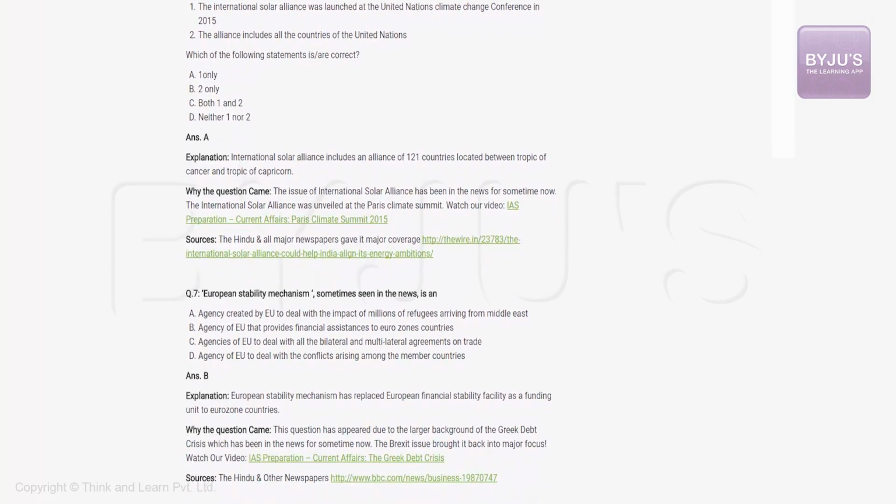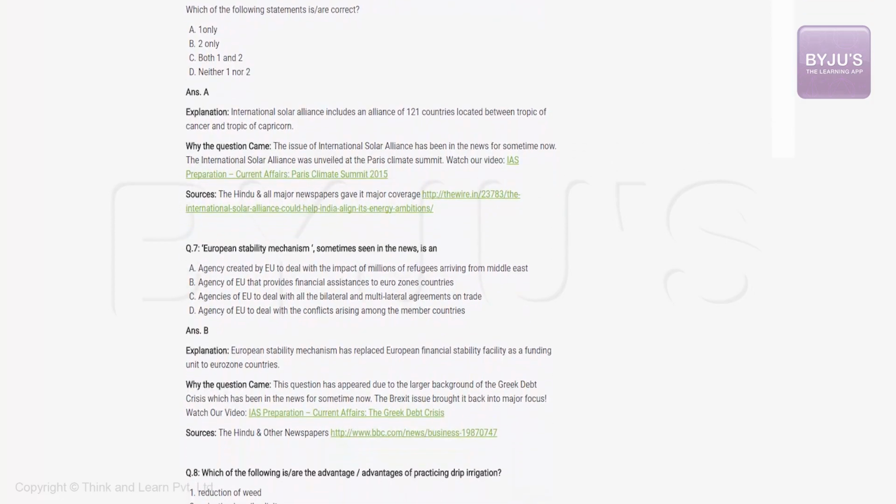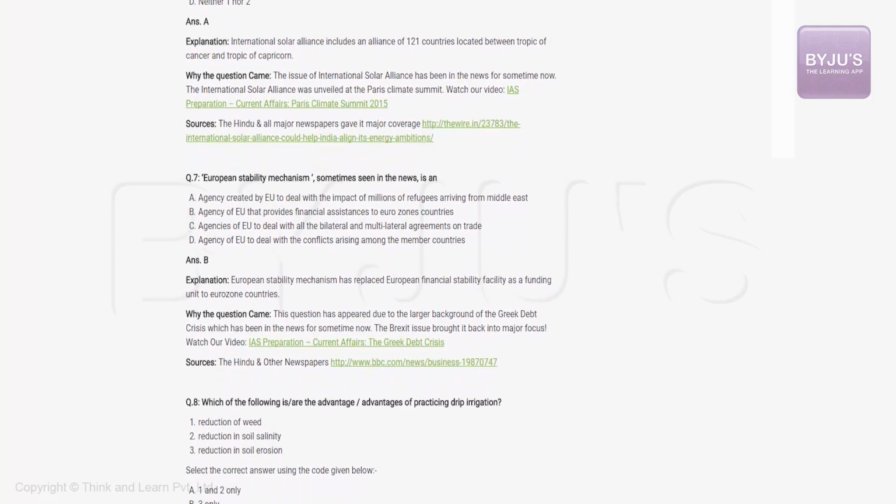Okay. Next question. Which of the following is advantage or advantages of practicing drip irrigation? Reduction of weed, reduction of soil salinity, reduction of soil erosion. Now here one thing is for sure. Drip irrigation leads to reduction in soil erosion, right? This is part of NCERT, etc. So it's discussed in detail that drip irrigation causes less erosion. So 3 should be there in your answer.